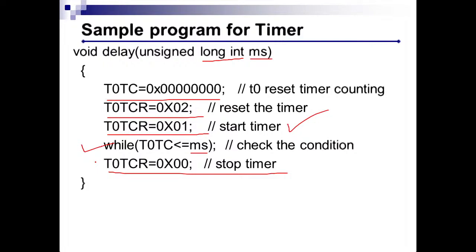So while this T0 TC is less than ms, your timer will continuously increment at every tick, which is given by the peripheral clock. So the tick rate depends on the peripheral clock as well as on the value which you have stored in a prescaler register. So this is how we will be able to use the delay using a timer.